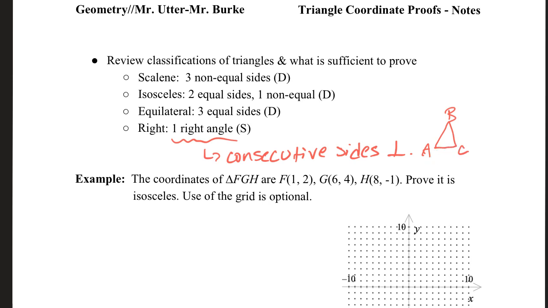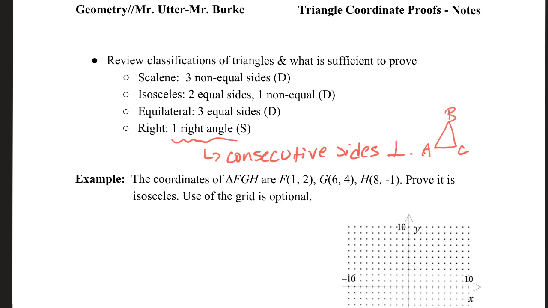Alrighty then, let's just go straight into an example here so that we can see how we write these coordinate proofs. And it's the same way as the other one. You need to write down, well, what did you do? And then what did you prove after you show your math, right? So you got to show your math first.